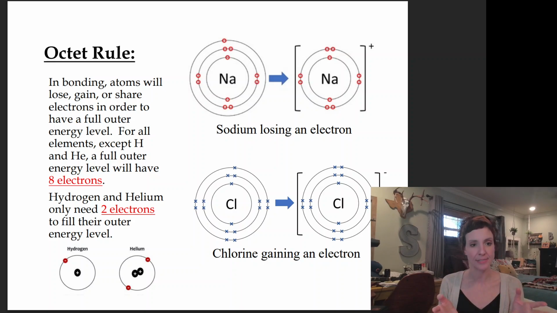For all elements, except for hydrogen and helium, a full outer energy level will have 8, right? So if I look at my periodic table and I grab the s and the p, if I add those together, that's going to give you 8, okay? Hydrogen and helium only need 2 to fill their outer energy level. Well, hydrogen and helium don't even have a p block, right? They're only in the s block. So the 2 electrons that would be required are only going to fill up that 1s sublevel, that 1s room.